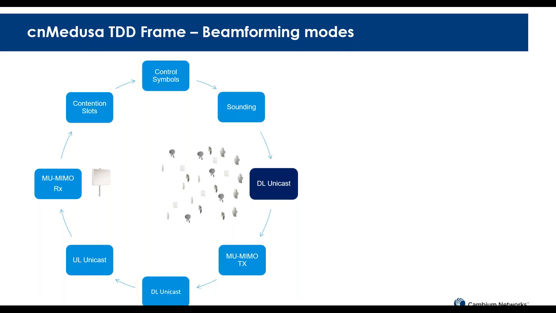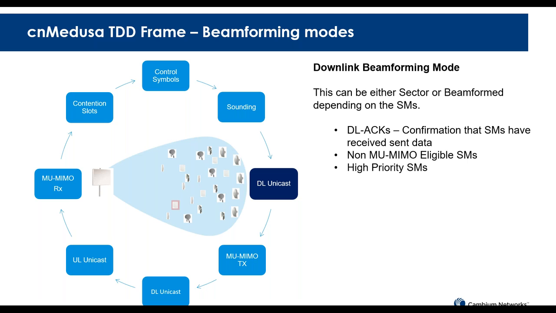The next is the transmission in the downlink direction in a unicast mode. This is data that is going to subscribers one by one and is not grouped, either because we cannot group or because we don't want to group. So depending on the two cases, we can either transmit in sector mode or in beamforming mode, depending on the subscribers. If the subscriber did not provide the channel state information, then we need to operate in sector mode. If the subscriber did provide the channel state information, then we can operate in beamforming mode.